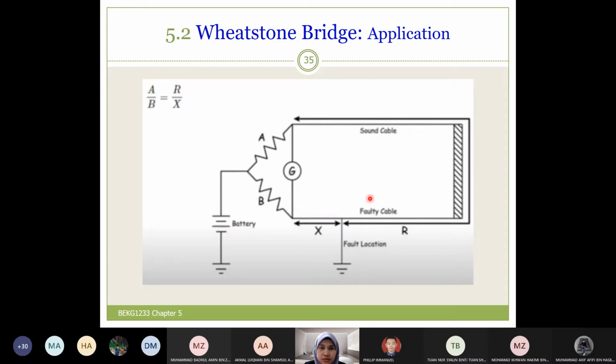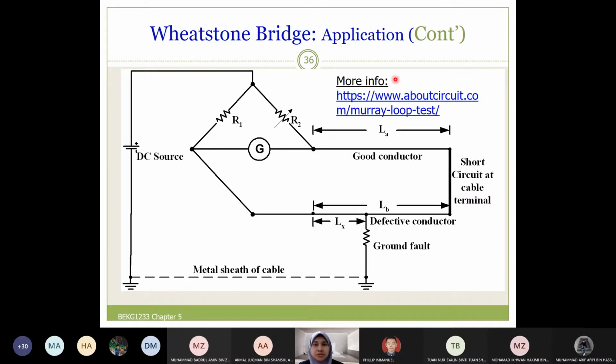Or you can write A multiplied with R. A multiplied with X is equal to R multiplied with B. Okay, more information can be found in this website. So this is Murray loop test. We adjust R1 and R2 so that G will indicate 0 current.